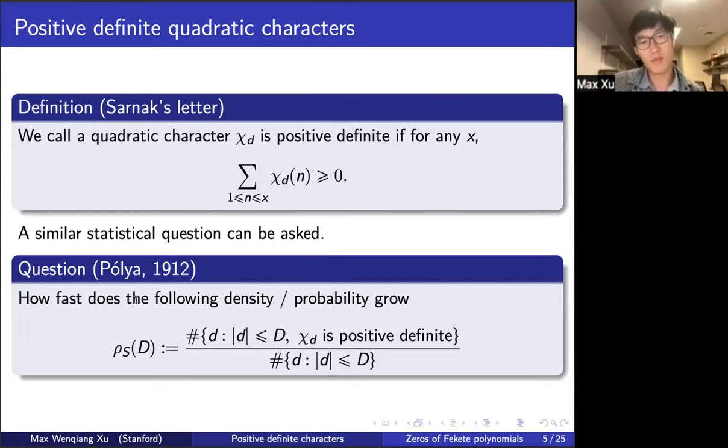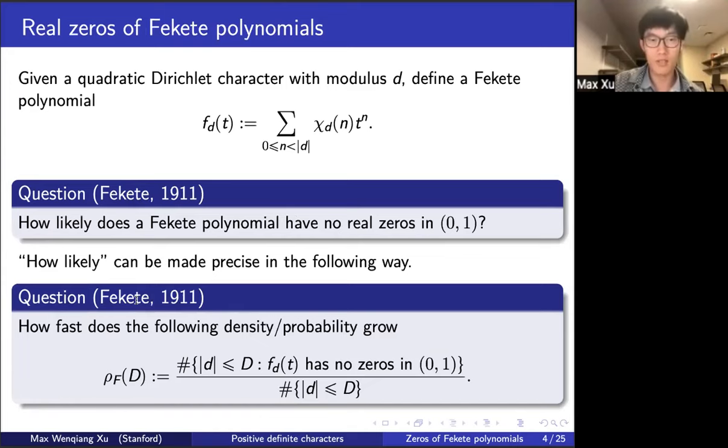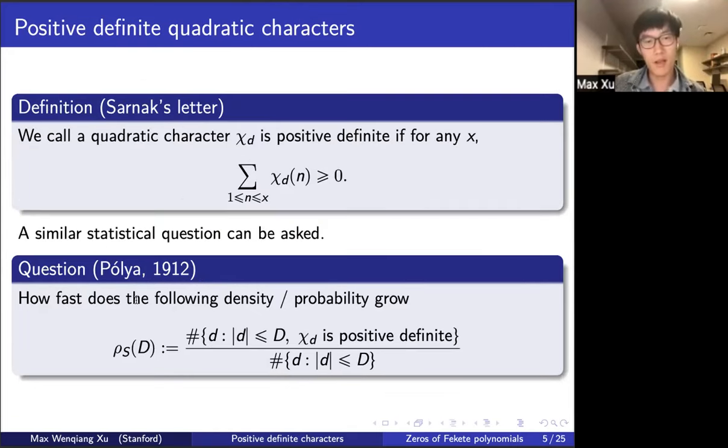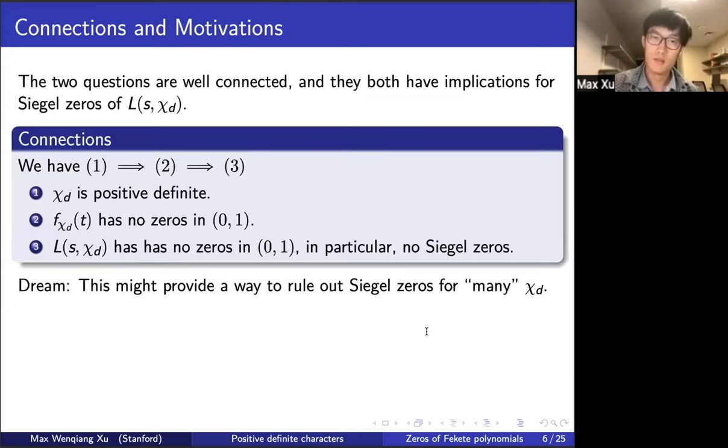And then very similarly, compared to the previous question, you can ask what's the following density? So now you consider all the quadratic characters enumerated by modulus up to capital D, and then consider how many of them have the property called positive definite. That's another natural question you can ask. And it turns out these two questions are very connected.